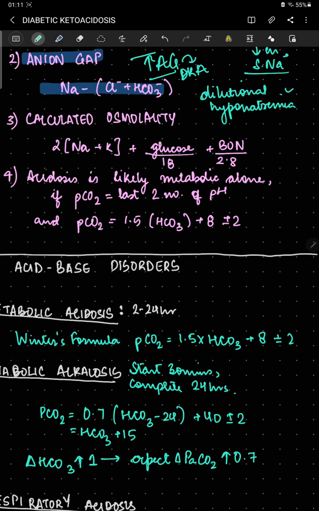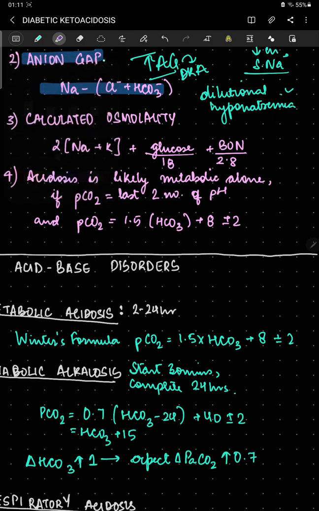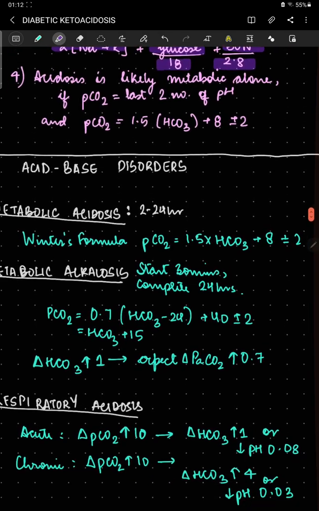Okay, now last but not least, you have to calculate the osmolality, because increased osmolality is also a feature because of the increased concentration of glucose in the intravascular fluid. Osmolality is calculated as 2 times (sodium plus potassium concentration) plus glucose divided by 18 plus blood urea nitrogen divided by 2.8.